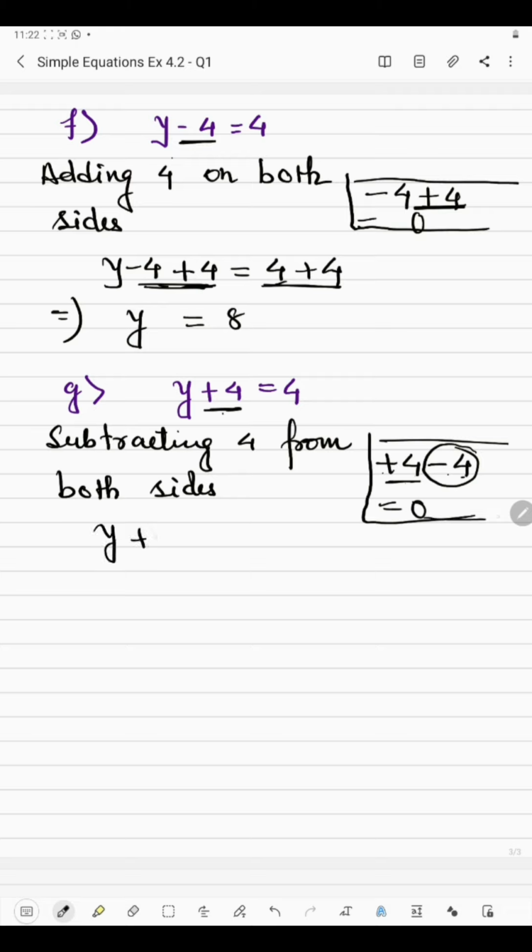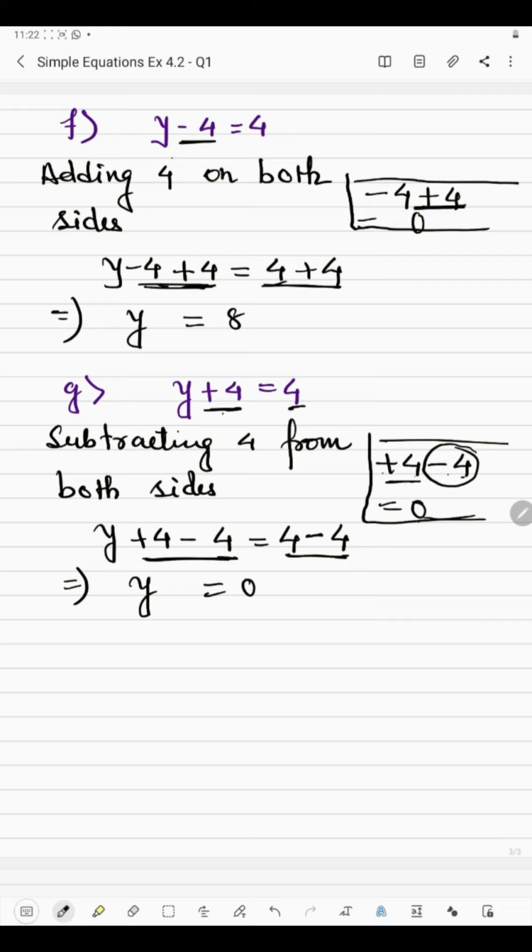So y plus 4 minus 4, and on the right hand side we have 4 already, and if you subtract 4 then it will be 4 minus 4. Now this part will be 0 because 4 minus 4 is 0, so it will be y only. And here also we have 4 minus 4, so the value of the variable y here will be 0, because 4 minus 4 is 0.